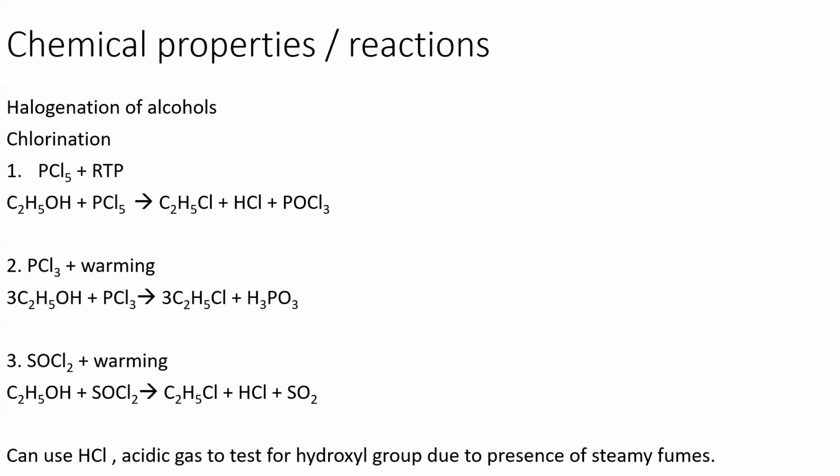With PCl5, we use room temperature, and it will convert the alcohol into a haloalkane, so C2H5Cl, and it also produces HCl and POCl3. With PCl3 and warming, you produce C2H5Cl and H3PO3, and SOCl2 will produce C2H5Cl again, HCl and SO2.